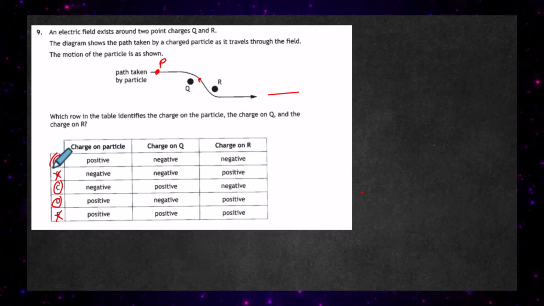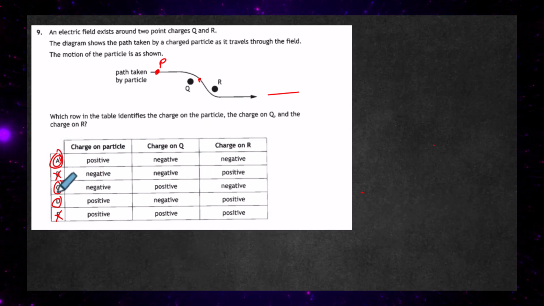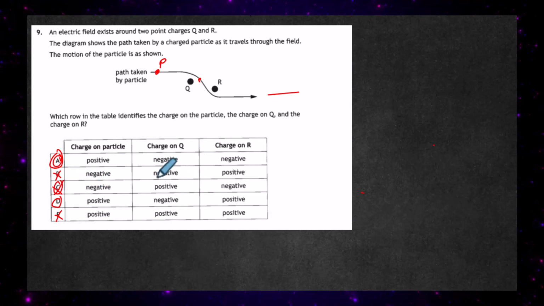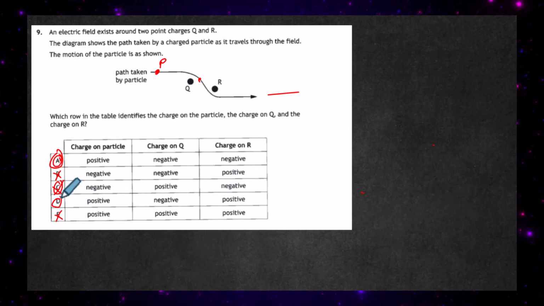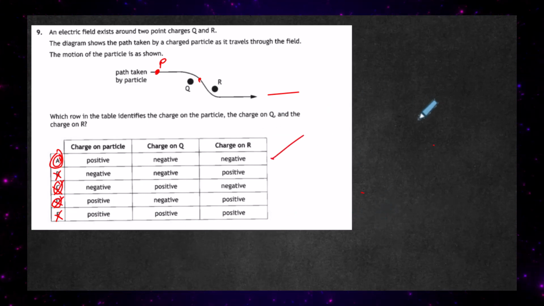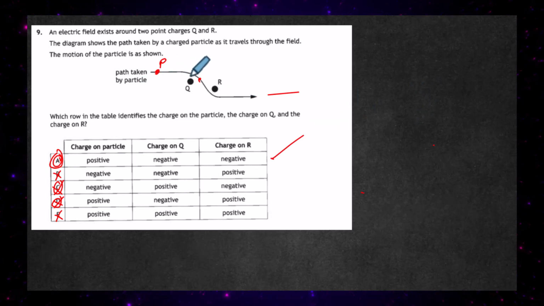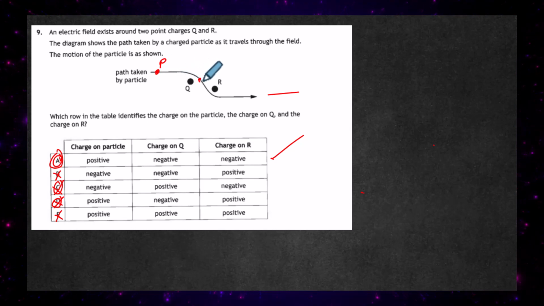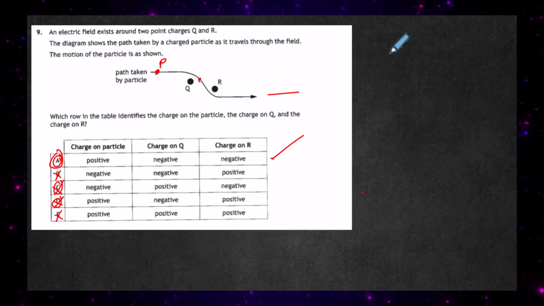So it definitely could be A. We ruled out B. C, negative, negative, is wrong because they must have opposite charges. For D, positive and positive, that's ruled out because once again they must be opposite charges to attract. So we're just left with this one here, answer 9A. So the charge of the particle is positive, the charge on Q will be negative, so the particle P is attracted in here, it's bent in towards this region here, and then of course it's bent towards R because R's a negative charge as well. So the answer to this difficult question is going to be 9A.